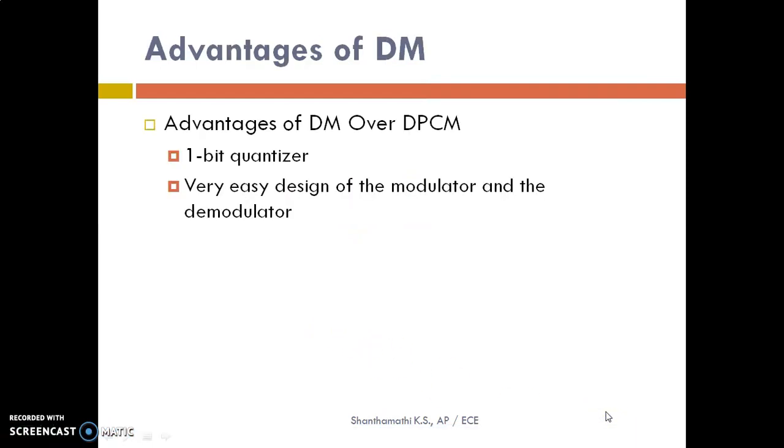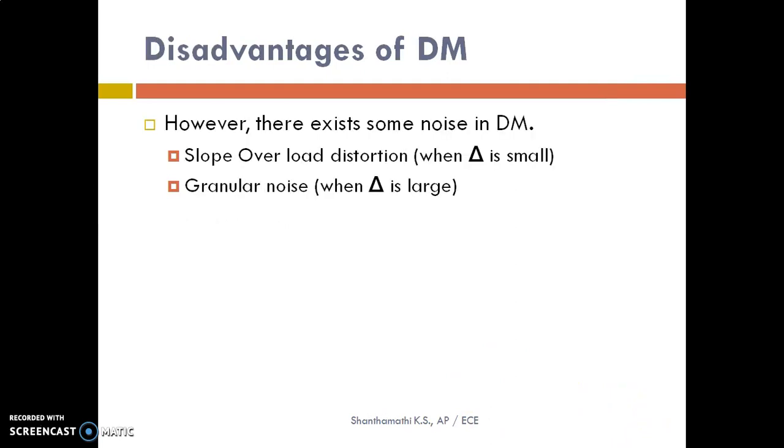So next, coming to the advantages of delta modulation over DPCM, which is differential pulse code modulation: it uses a 1 bit quantizer and has a very easy design of the modulator and the demodulator when compared to DPCM. Next we'll see the disadvantages. However, there exists some noise in delta modulation. Here we have two noises: slope overload distortion noise and granular noise, which I explained in detail. You can refer to your notes there.